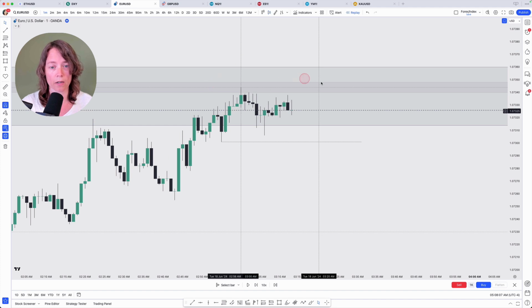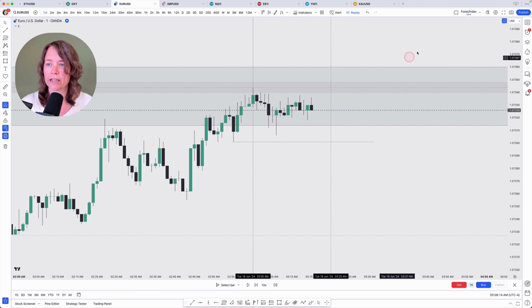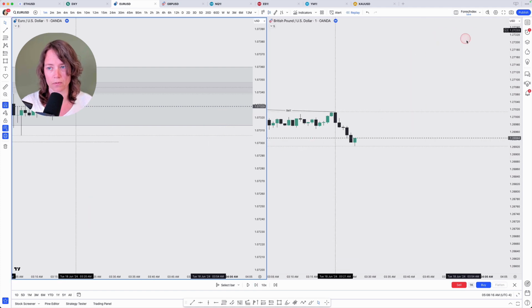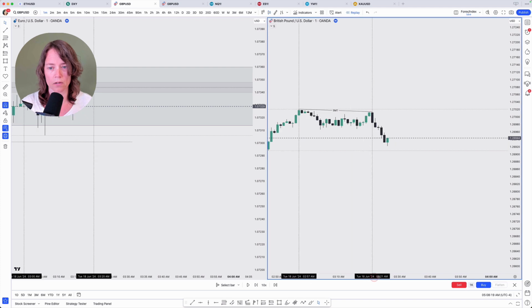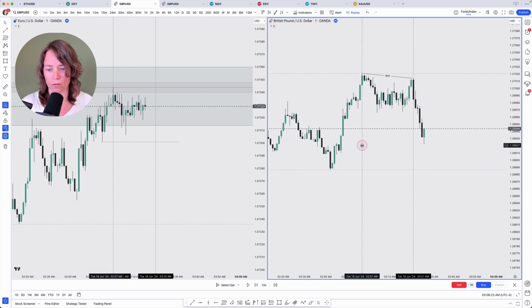Please note that we are currently in the kill zone. This is 3 a.m. over here, and I had the GU chart right next to it. So I was looking at GU, and what you can see over here is also around the 3 a.m. So 3 a.m. is here, but this was the high.